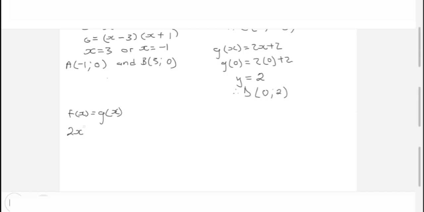This one was 2x squared minus 4x minus 6, and then we're going to equate it to 2x plus 2. Then we're going to group them on one side to make everything simpler. Therefore, we're going to have 2x squared minus 6x minus 8 is equal to 0. I know some other people are out there like, no, why didn't you group it at first?